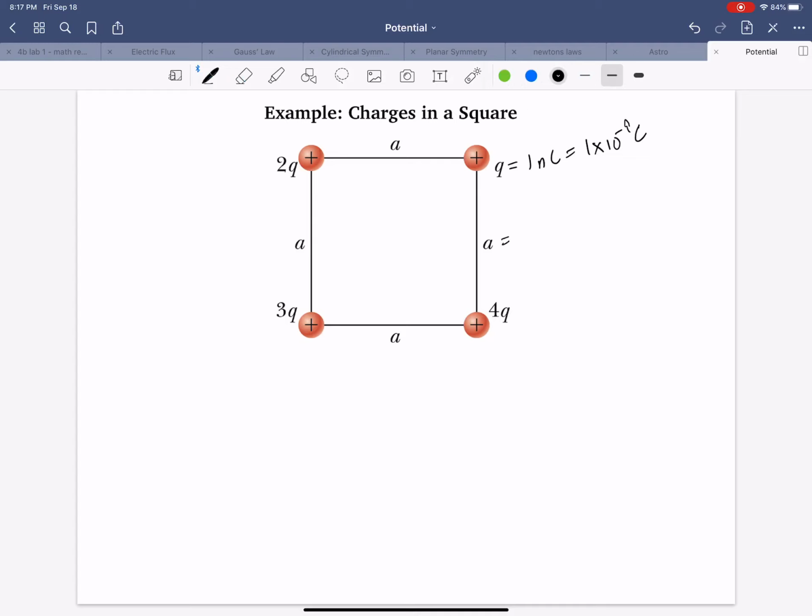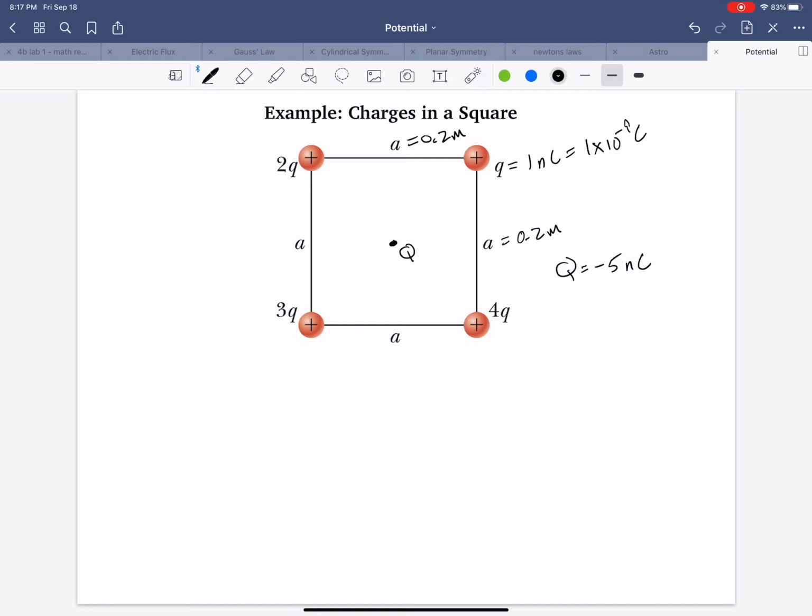And the square's side length is 0.2 meters. All right. And so if we have a fifth charge placed at the very center, we'll call it capital Q, and capital Q has a value of negative 5 nanocoulombs. What's the electric potential for that charge? That's what we're trying to determine here.